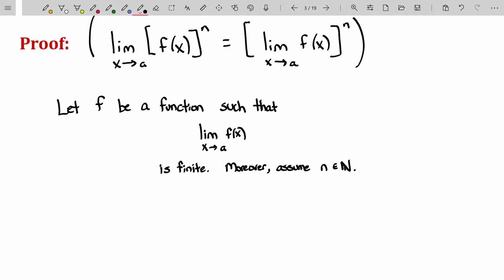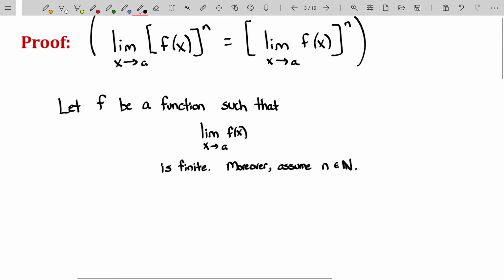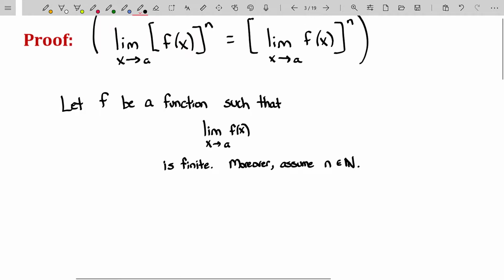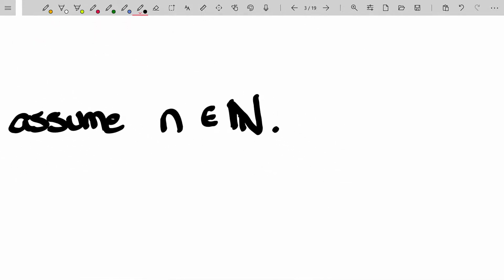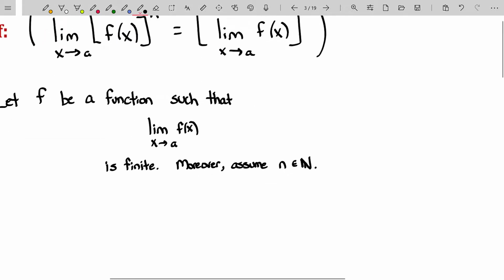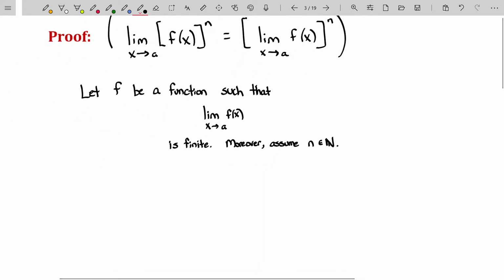Also, we're going to assume that whatever n we're dealing with, it's going to be a natural number. If you don't know this notation here, it's symbolic logic. You should have been taught that in your pre-calculus course. This means n is an element of the natural number system. Now, as you learned in your pre-calculus course, you can use mathematical induction to prove a lot of statements that rely on the natural numbers.